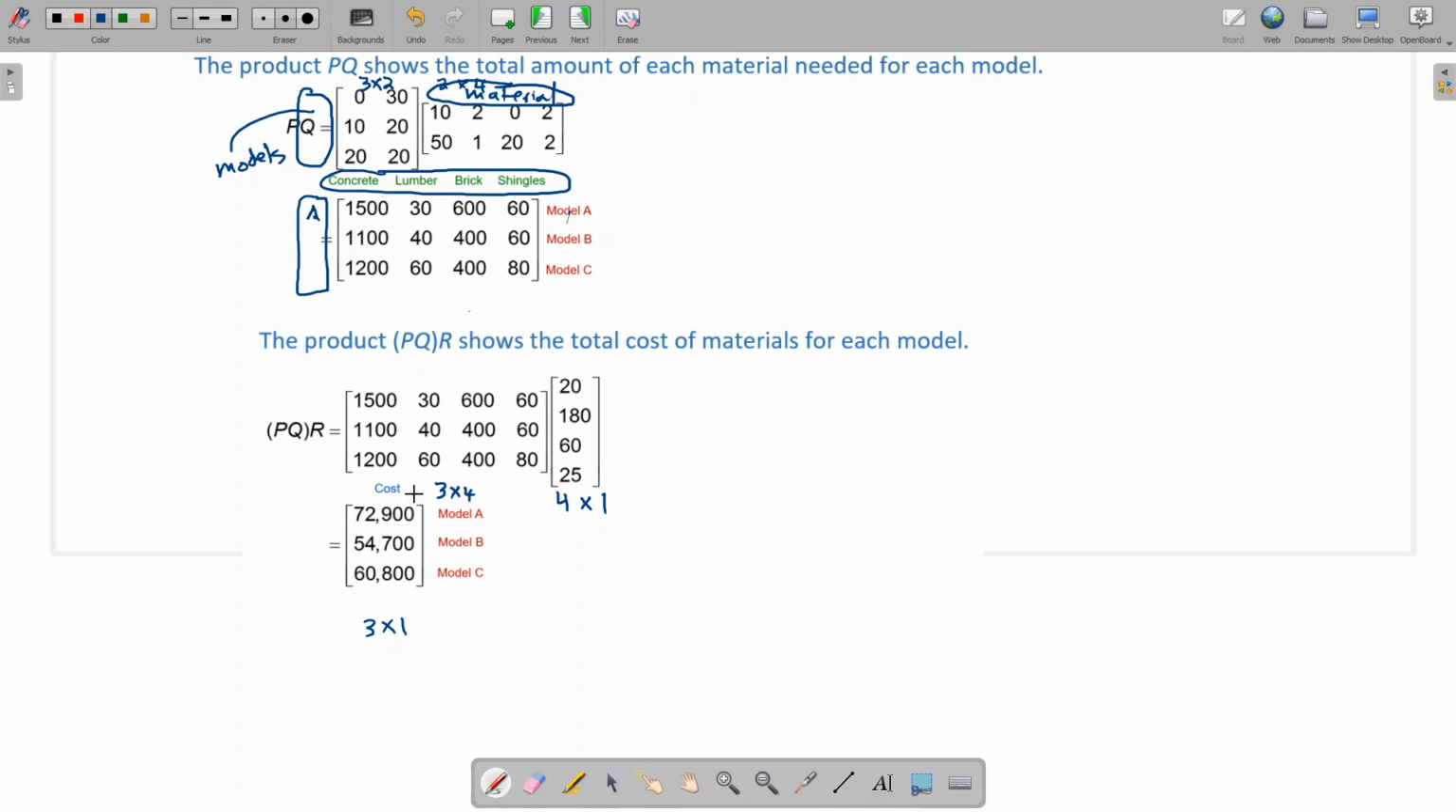So again, to identify what these numbers mean, think about the rows of this. The rows of this matrix were again models, and then the column of this is cost. So the resulting matrix is going to be models, which I've labeled on the right, by cost here. So model A, the total cost for building all the model A's, $72,900. The total cost for building all the model B's, $54,700. And model C, total cost for all of them being built, not each individual one, all of them, is $60,800.